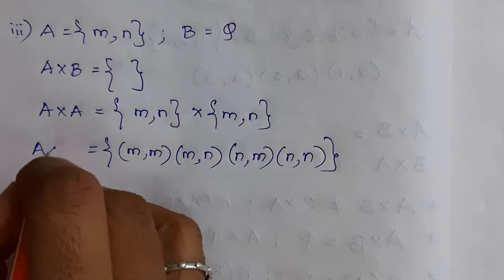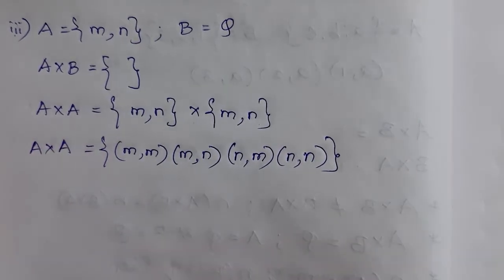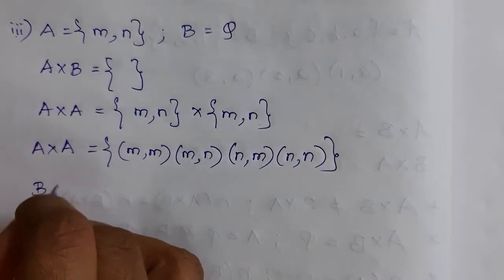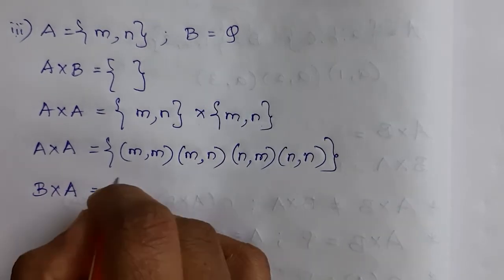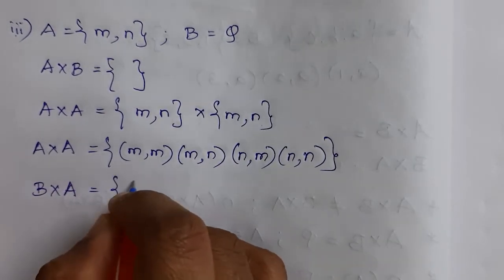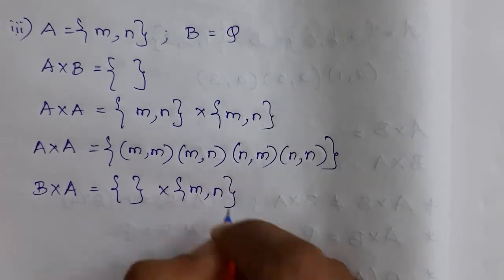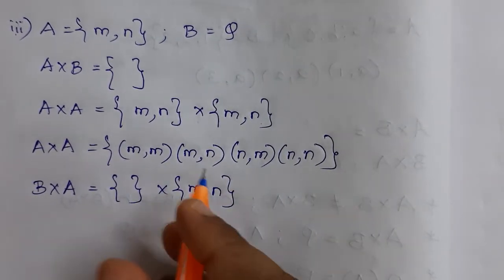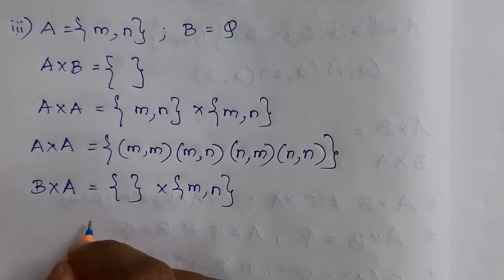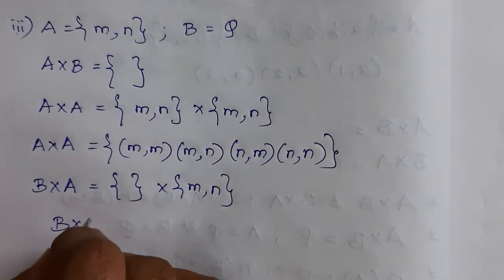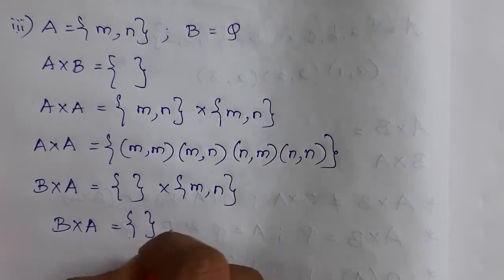So these are the elements of A cross A. Next we are supposed to find B cross A. So B cross A, where B is null set and A you have elements M comma N. When one set is a null set, you cannot match them, pair them. So again B cross A is also going to be a null set.